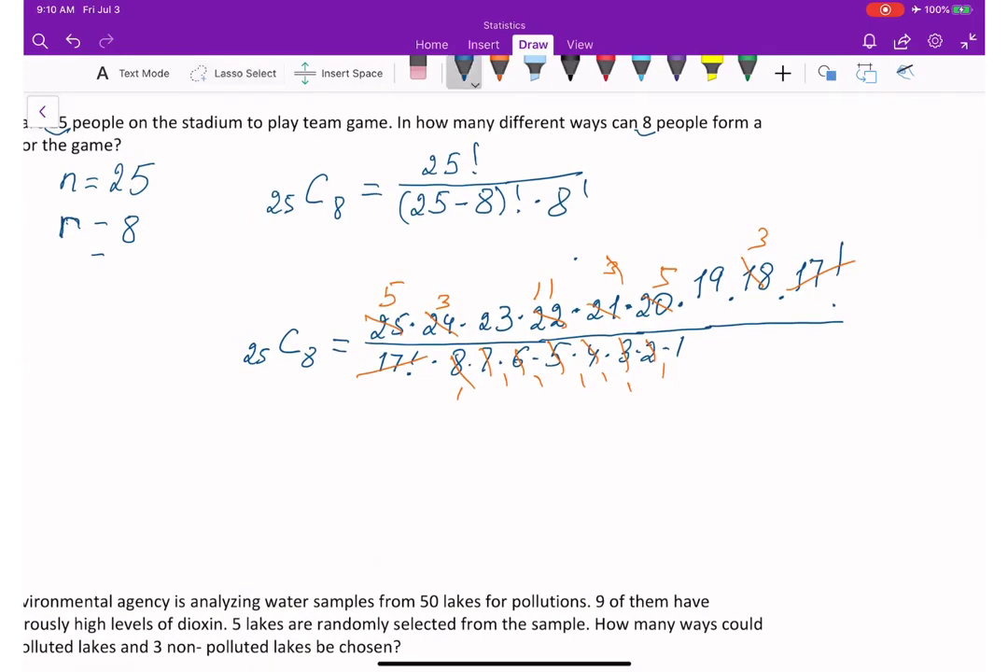So we have C, 8 out of 25. It's going to be equal, since at the bottom I don't have anything left, to 5 times 3 times 23 times 11 times 5 times 19 times 3. Okay, let's do the math. I hope I didn't leave out any number. 5, 3, 23, 11, 5, 19, 3. Okay, let me see what we get.